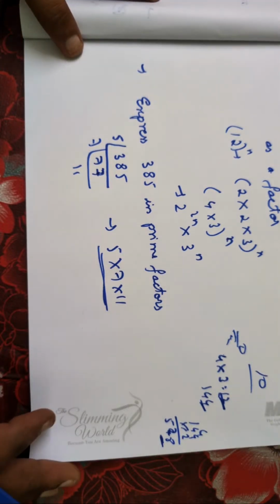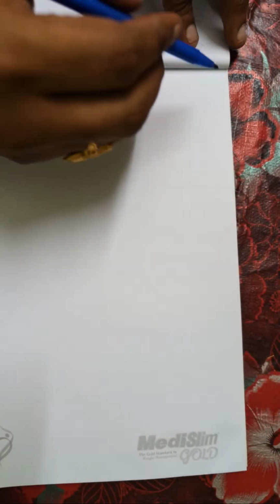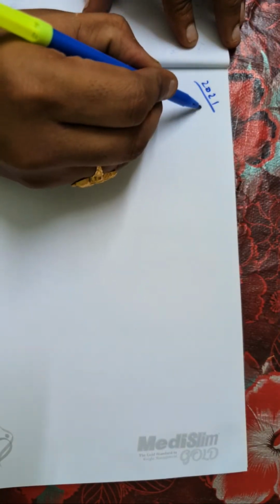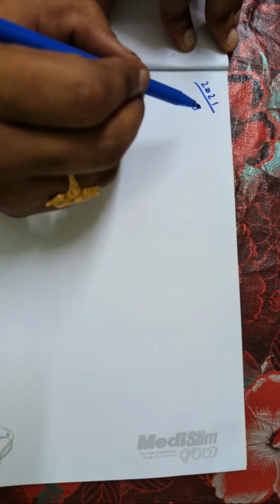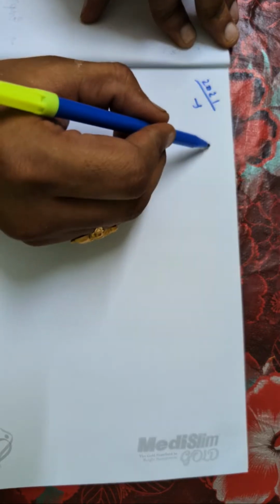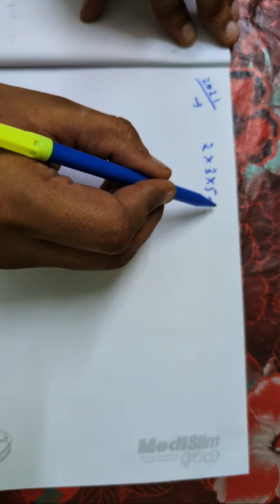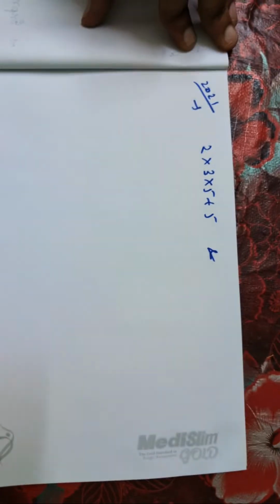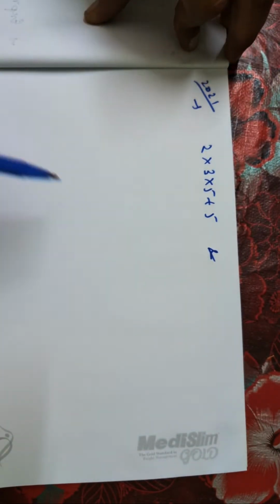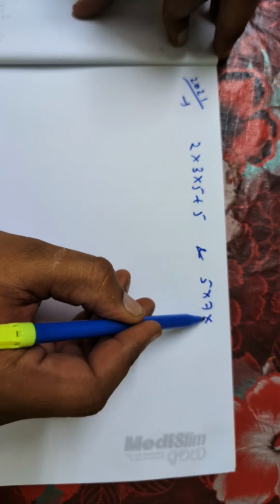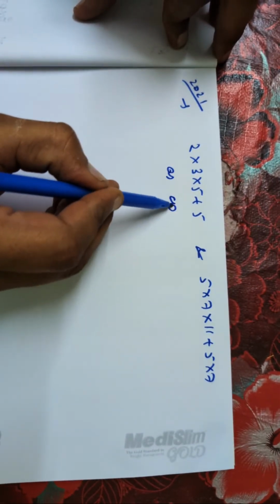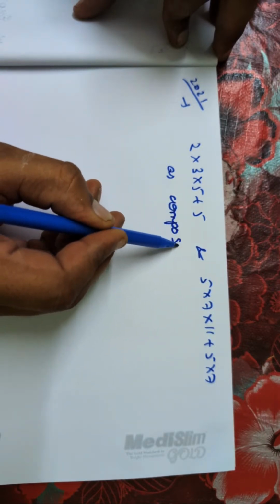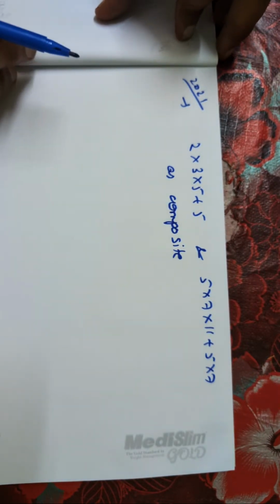Let's see the 2021 questions now. They are asking to prove 2 into 3 into 5 plus 5 and 5 into 7 into 11 plus 5 into 7 as composite. They are asking to prove these two numbers as composite.